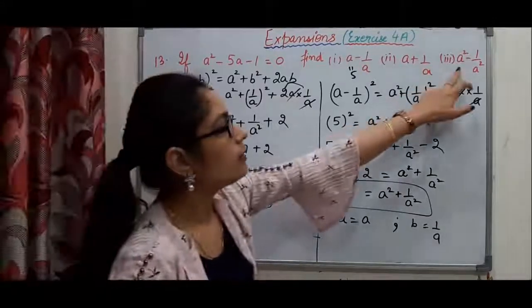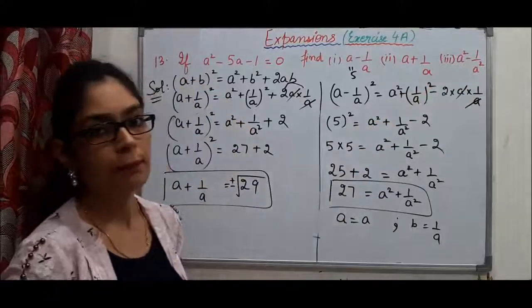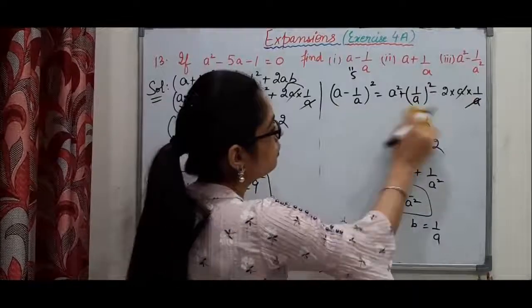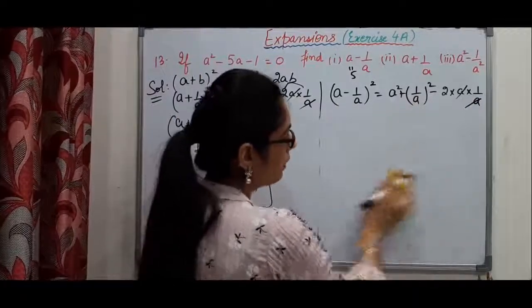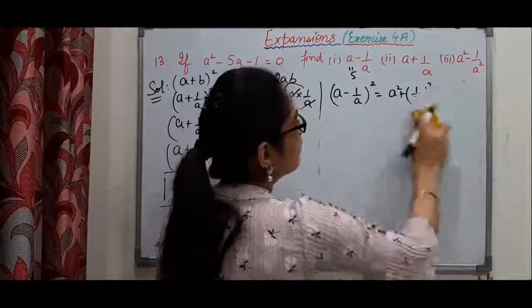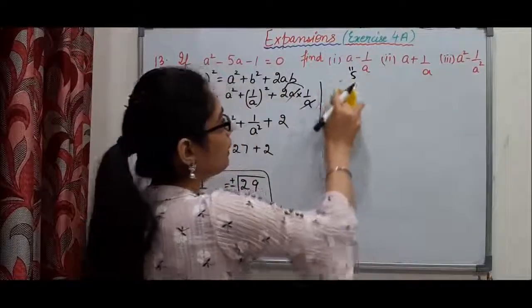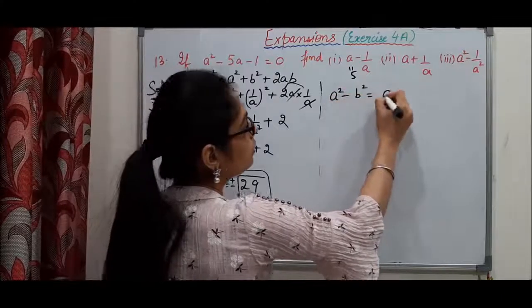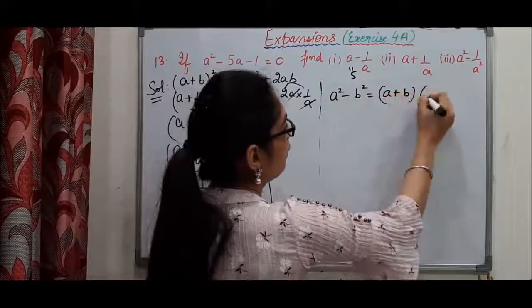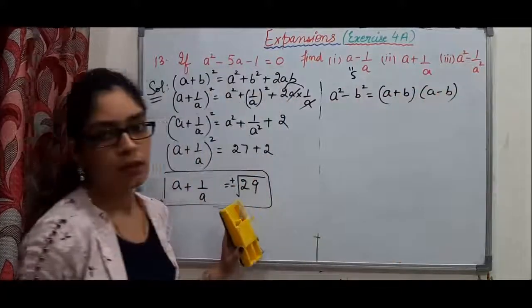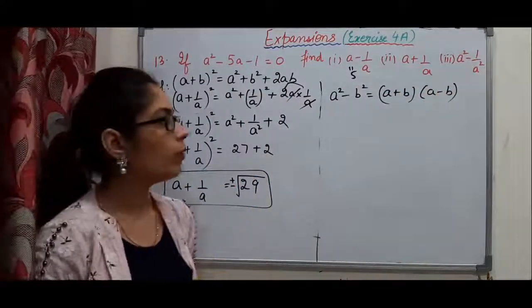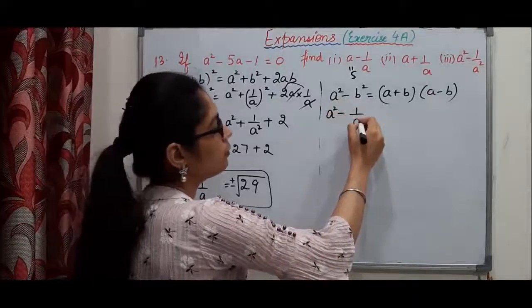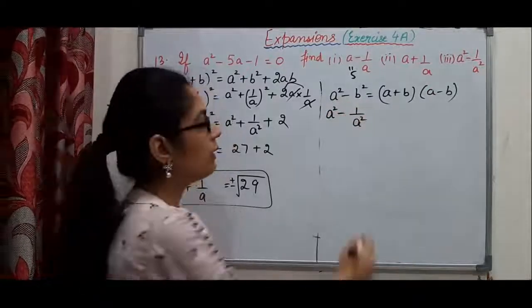Now the third thing is a square minus 1 by a square. So the same identity we have to use. So a square minus b square. Here a is a and b is 1 by a. So a square minus b square is equals to a plus b into a minus b. We have used this identity in so many questions. So a square minus b square, where b is 1 by a, so I will write accordingly.